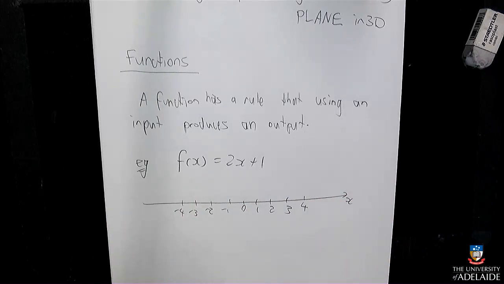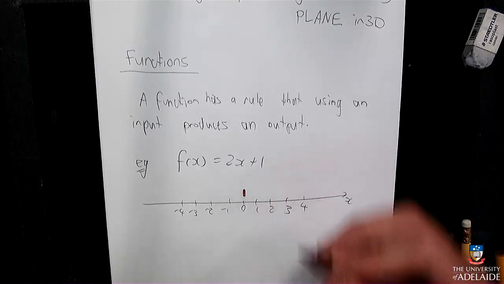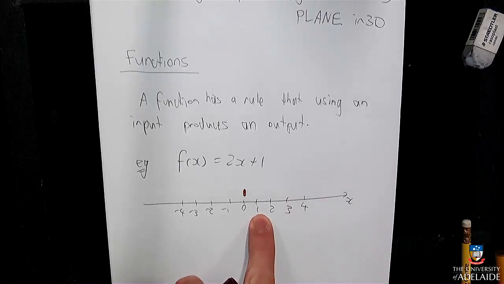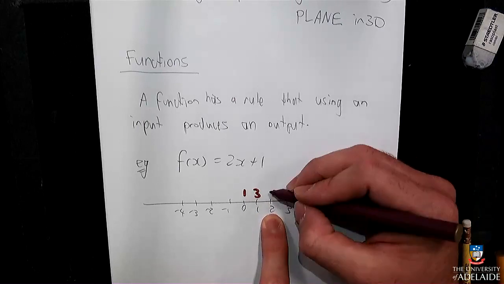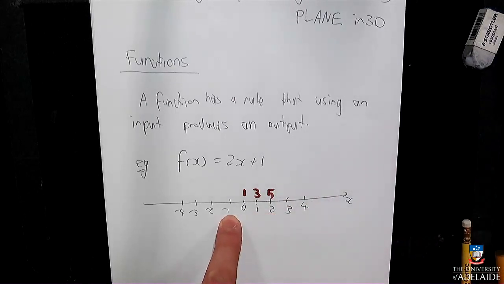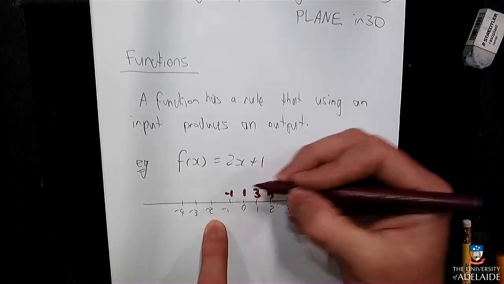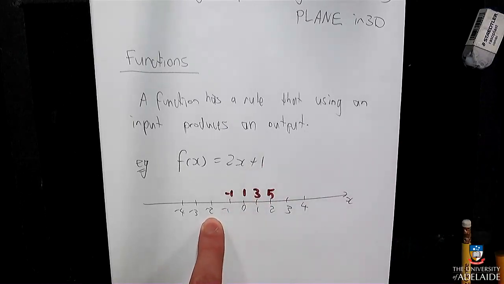Okay, so when I put in the number 0, the answer is 2 times 0 plus 1, which is 1. I might change colours. And when I put in the number 1, the answer that comes out is 2 times 1 plus 1, which is 3. When I put in the number 2, I get 2 times 2 plus 1, which is 5. When I put in the number minus 1, I get 2 times minus 1 plus 1, minus 2 plus 1, which is negative 1. 2 times minus 2 plus 1 would be minus 4 plus 1, which is negative 3.